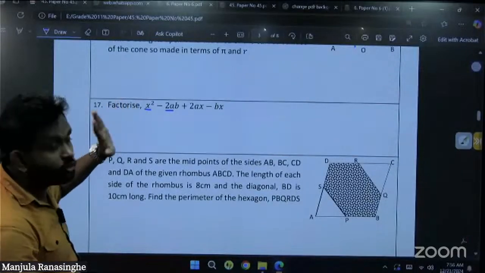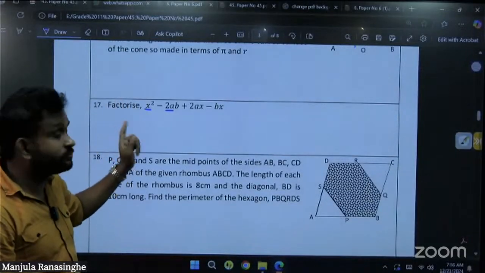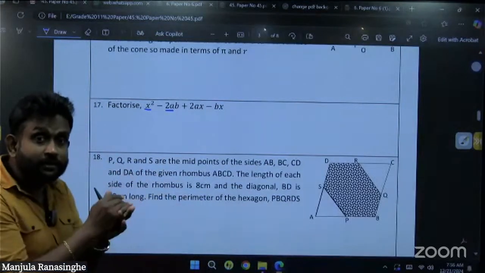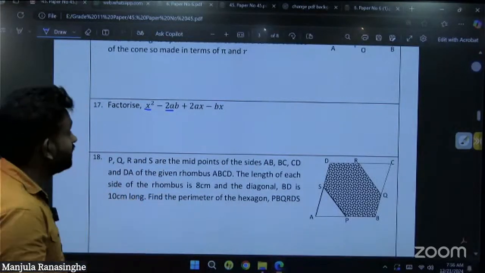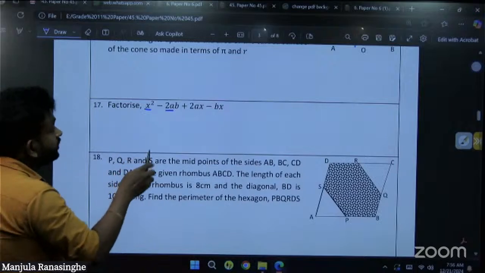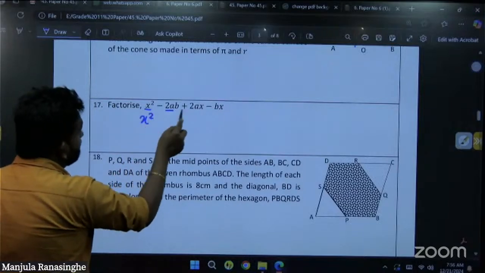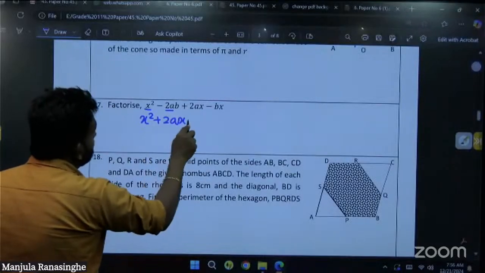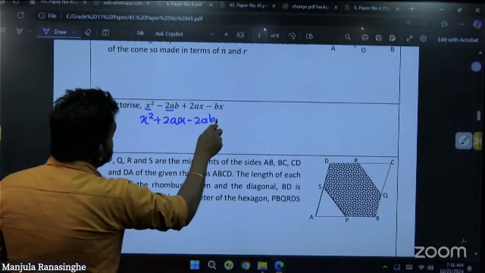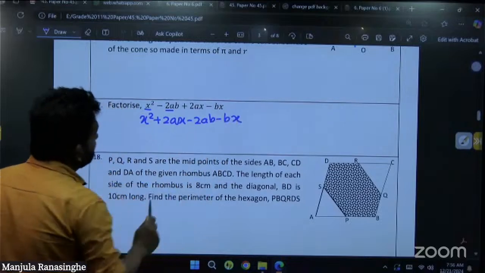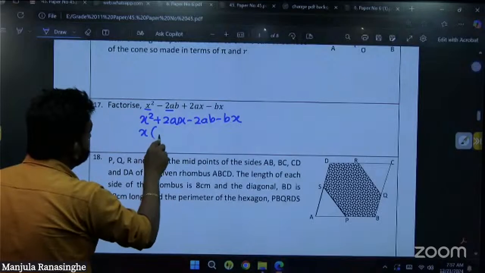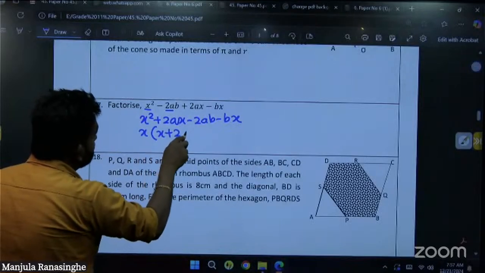Okay, now here what happened? As in the given order, we cannot see the common factors for these two. Then what you do, I change the terms, not harming the signs. So I write x squared here and I bring this plus 2ax near to that. Then minus 2ab and then minus bx there. Now two by two take the common factor. So here x is taken out, then here x plus 2a.